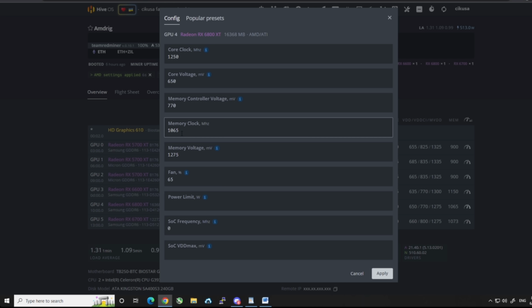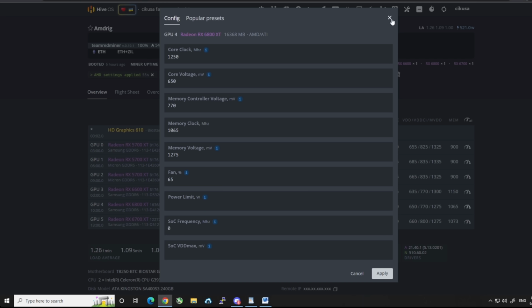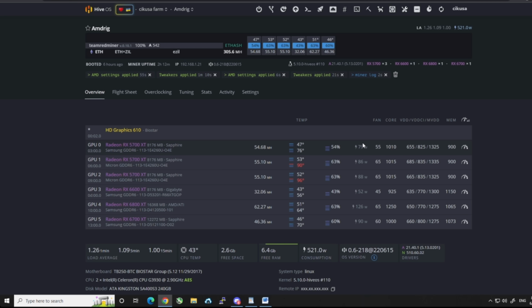Memory clock, I would suggest you start on 1060, and then memory voltage 1300. You apply that and see how your card behaves. And then if you notice the same thing that was happening on 6600, as you can see, the 6600 is back to the normal hash rate once we lower the memory. If you experience a dip again, that means your memory is not running properly on that clock. I think this card cannot run on higher, but you get the point.